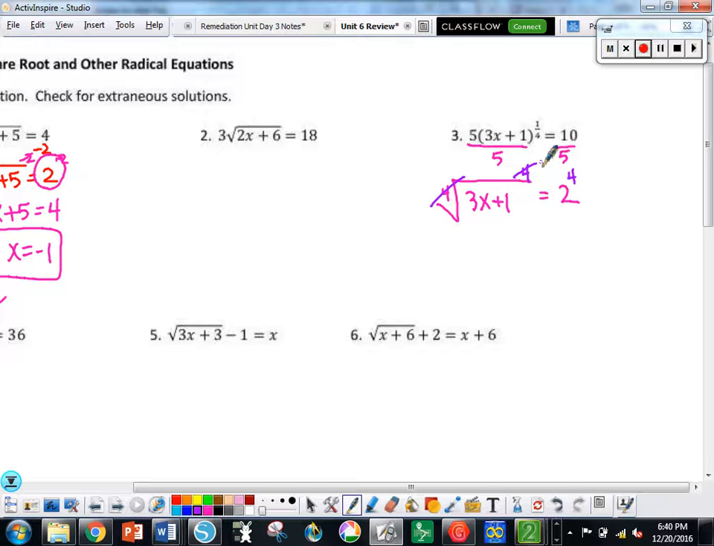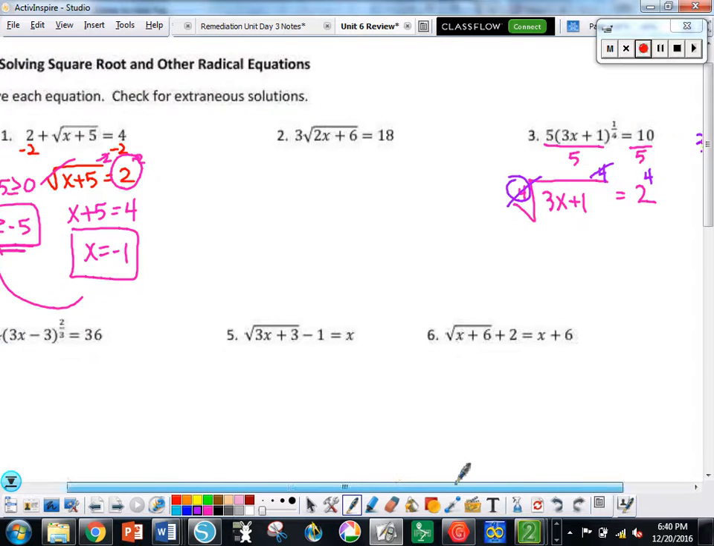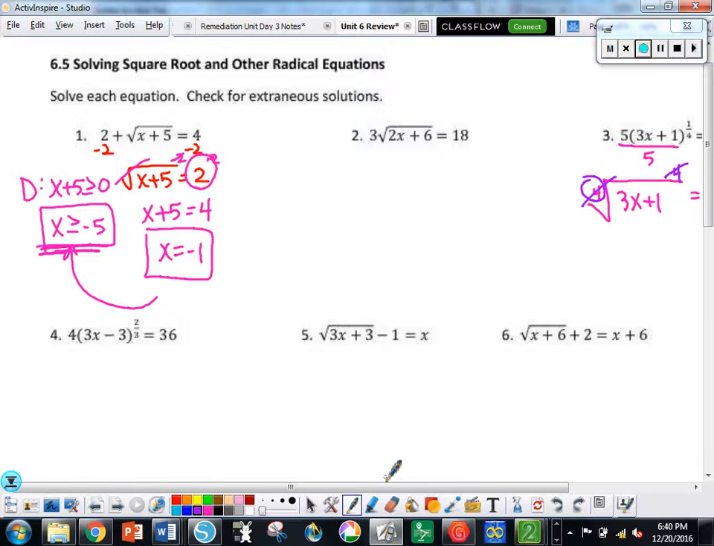So on the left, really quick, we did not look at the domain, so let's take care of that right now. Because it's a 4th root, I have to make sure that it has to be positive. If this were an odd number, it wouldn't matter. My domain would be all real numbers. Do we have one of those? Yeah, number 4. The domain of number 4 is all real numbers because that 3 right there is the index. So it doesn't matter what x is in that case.